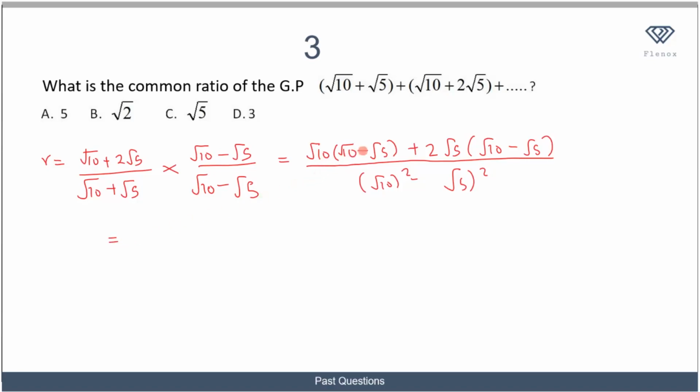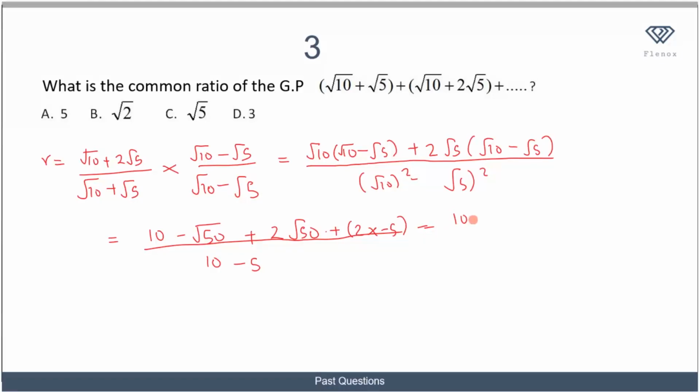So what does this become? I will expand. Root 10 times root 10 will give me 10. Root 5 times minus root 5 will give me minus root 50. Then plus 2 root 5 times root 10 will give me 2 root 50. And 2 root 5 times minus root 5 will give me 2 times minus 5. And root 10 squared is 10, and root 5 squared is 5.